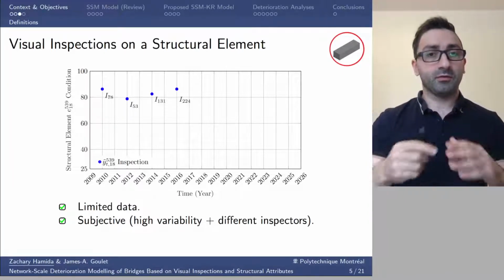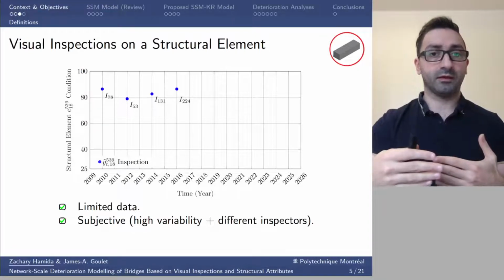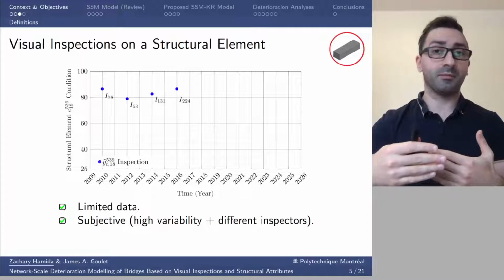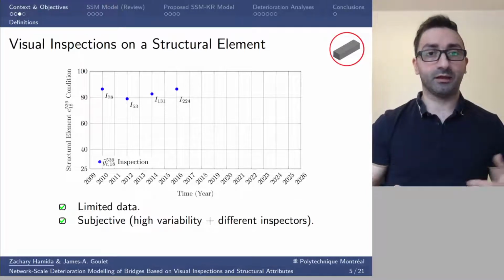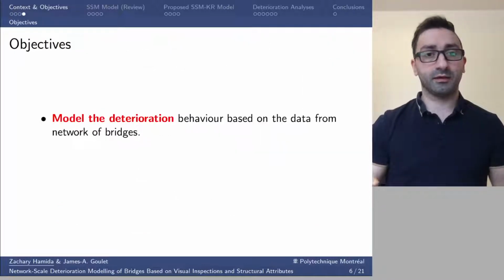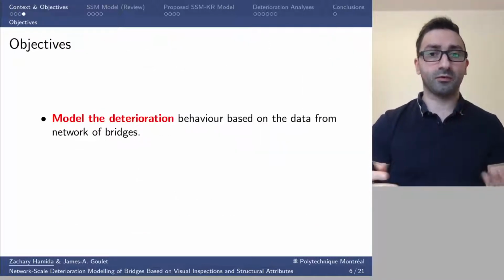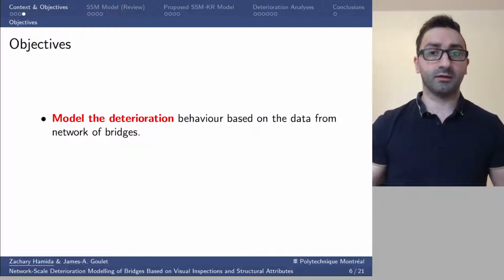So this is one example. However, there are thousands of other structural elements that could have better or worse data. But this is really the average case overall. So our objectives in working with this data are really to model the deterioration behavior based on the data from the network of bridges collectively.